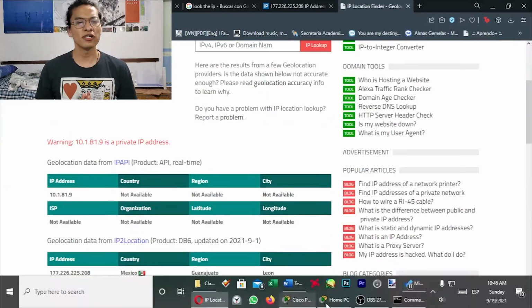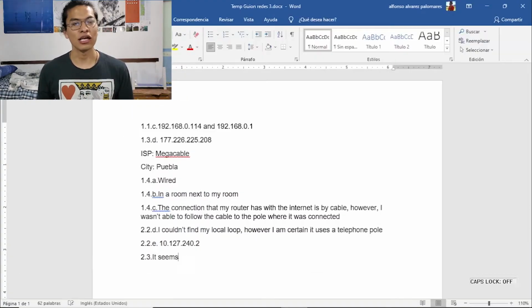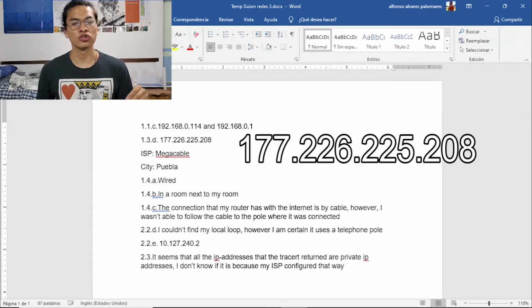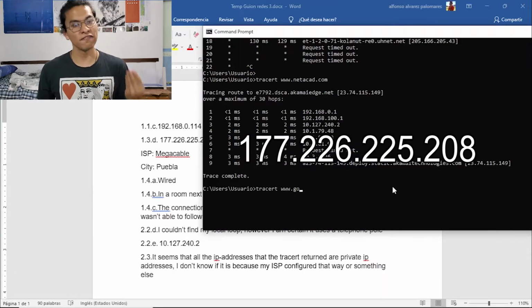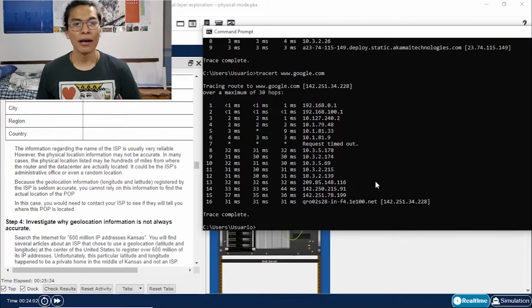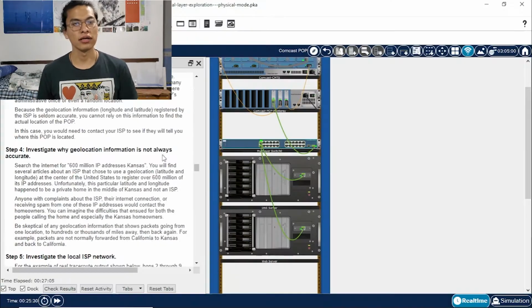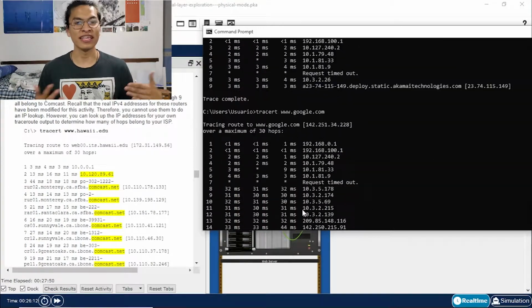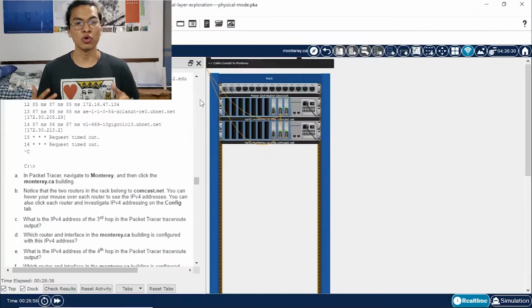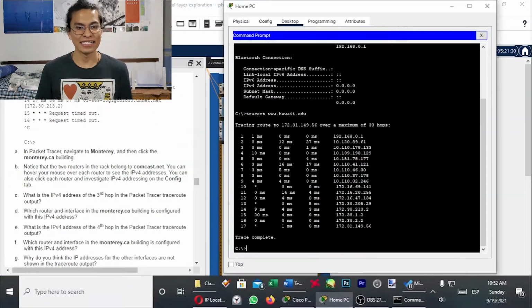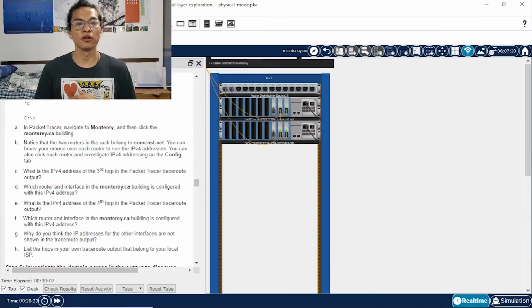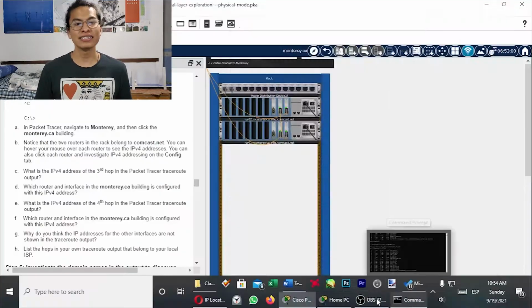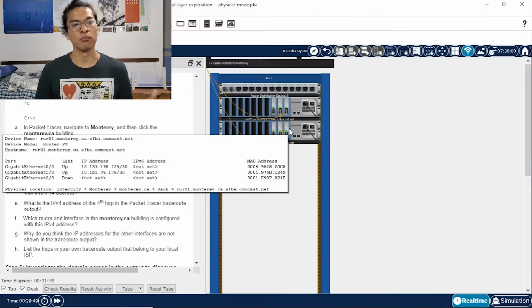192.168.0.1. However, my public IP address is 177.226.225.208. My ISP is Megacable and it is indeed mapped in Puebla. I use a wired connection to the internet and my router is in the room next to mine. Nevertheless, from there I wasn't capable of following the cable to the local loop, yet I am sure that it must be in a telephone pole.